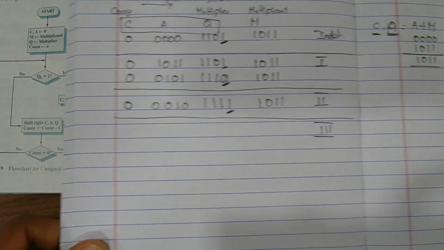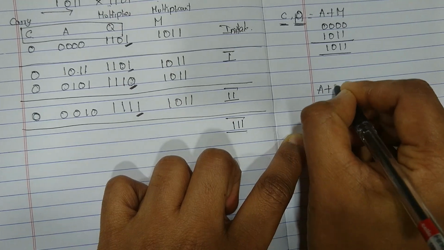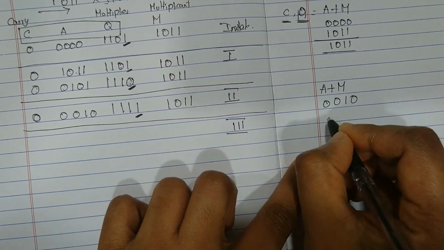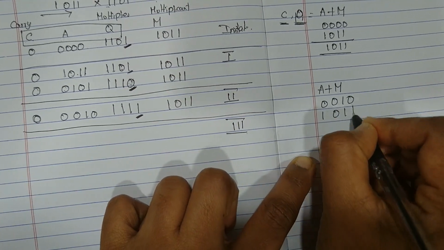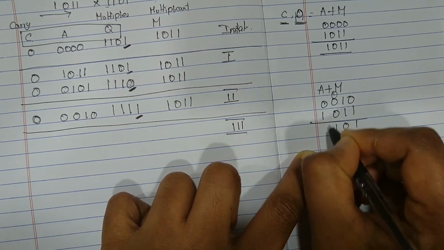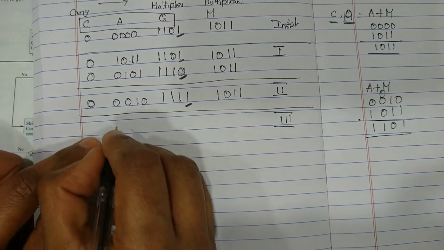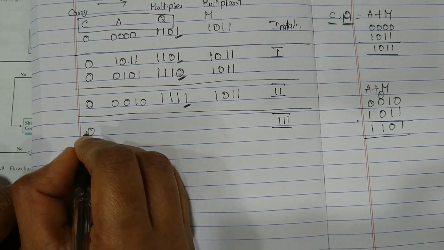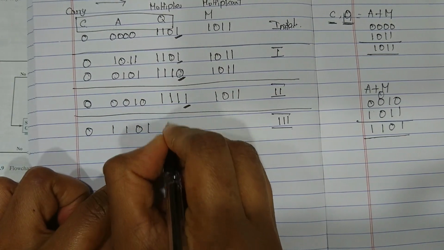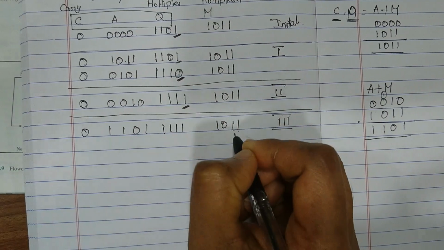So let's try to add the A and M. Your A is 0, 0, 1, 0. Your M is as it is, 1, 0, 1, 1. So when you add, here you get a carry and here no carry. So again I don't have any carry here. Write it as it is. So no carry for this addition. The answer is 1, 1, 0, 1 and this one as it is, don't change, and this one as it is, don't change. Now I added.